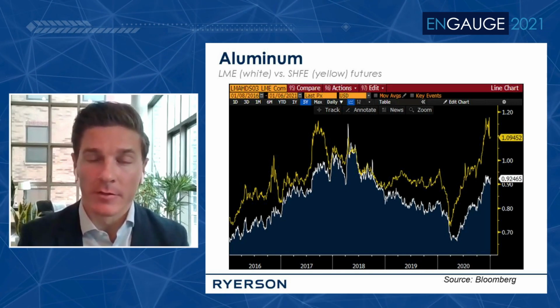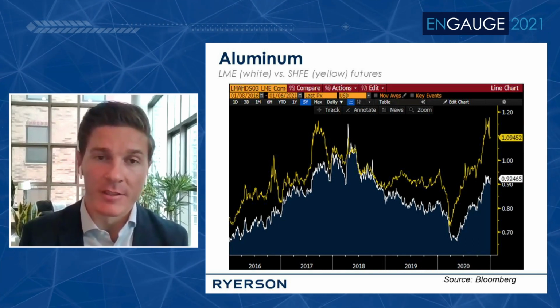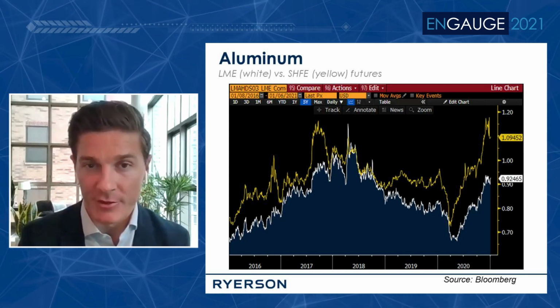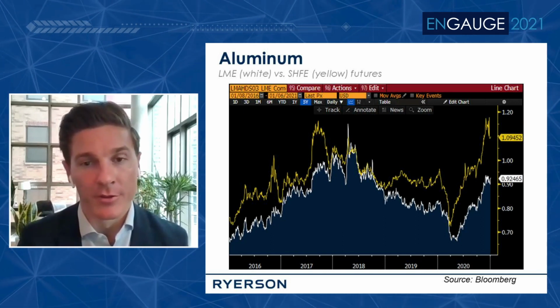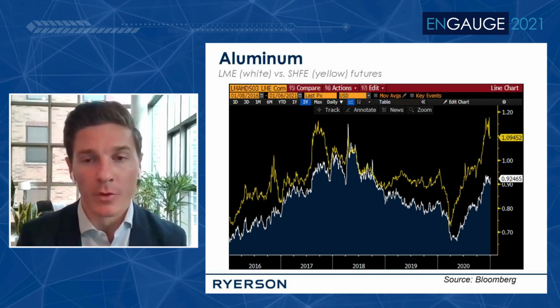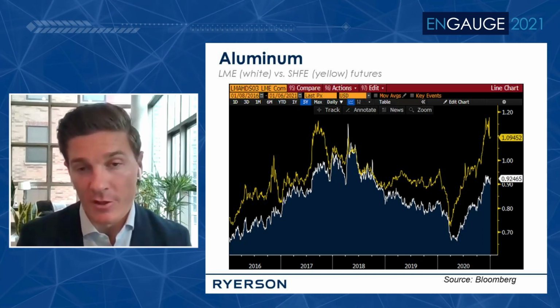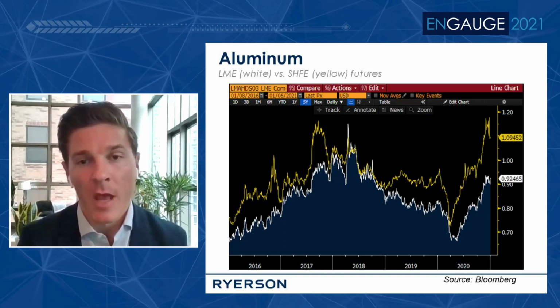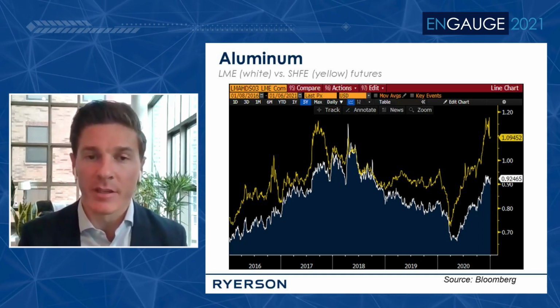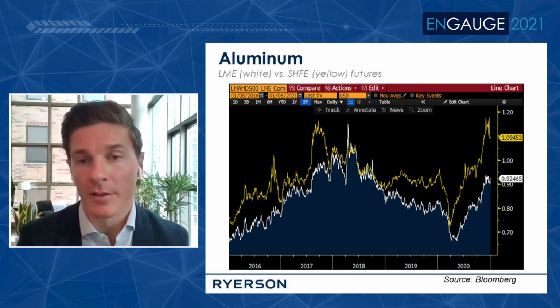Additionally, it's difficult to look at LME prices without also considering the Shanghai Futures Exchange, which we've labeled here as the SHFE. The yellow line is going to be your Shanghai market. Your white line and blue area is going to be your London Metal Exchange market. It's the same data as the chart before, just on a shorter time frame.